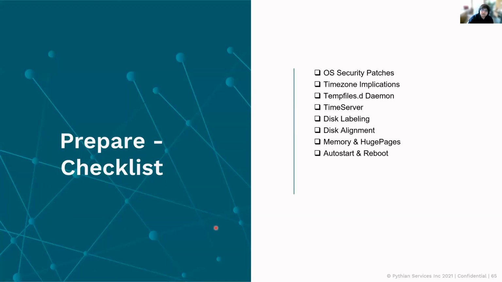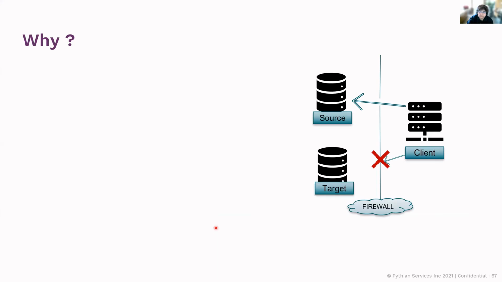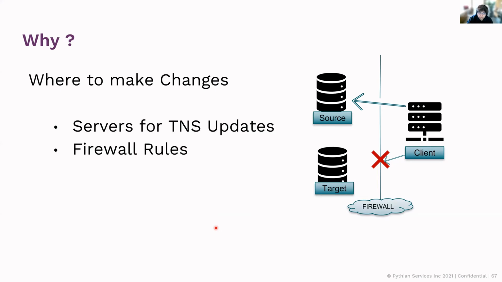So here we just took a look at security. These are the things we just check that we're good with. Moving on. Another important thing is identifying the clients. Now, why do we need to do that? We need to do that because we want to know where to make the changes. For updates of servers, DNS, firewall rules, we need to identify what the client is. So we need to know the client host.